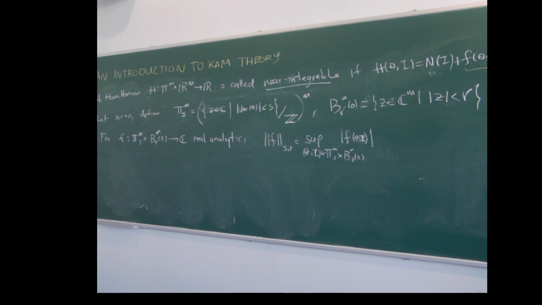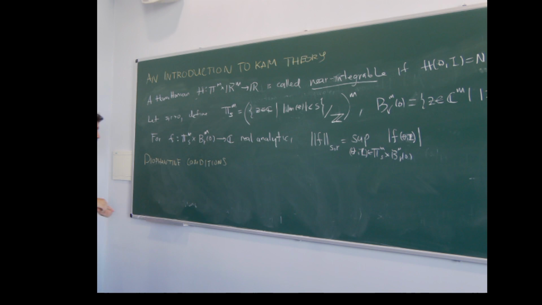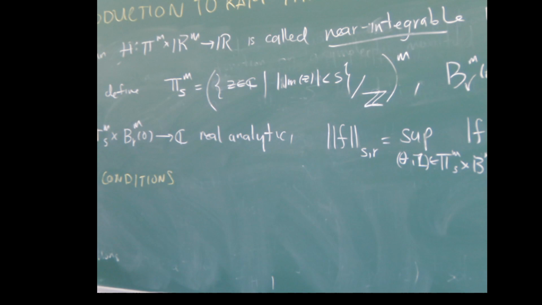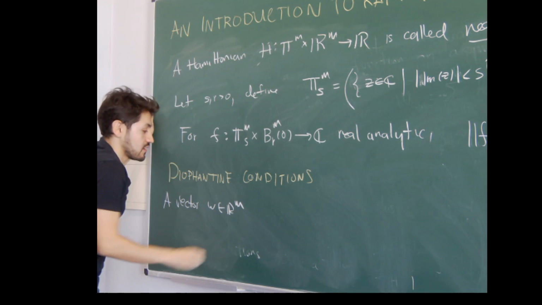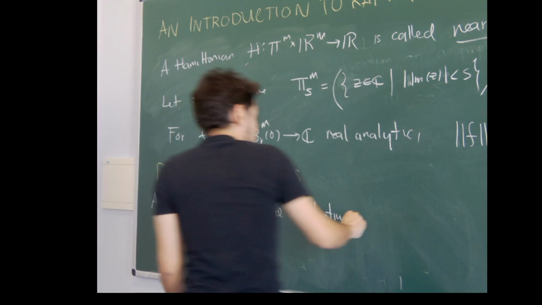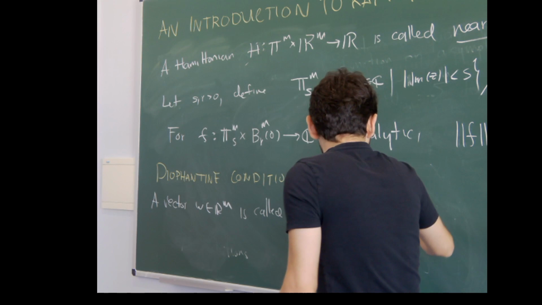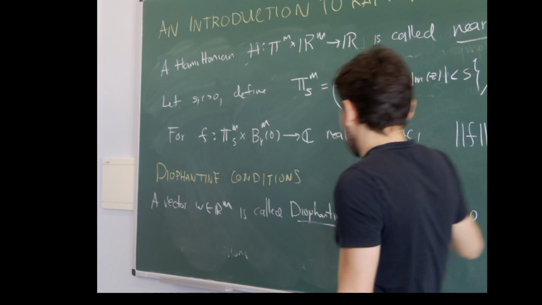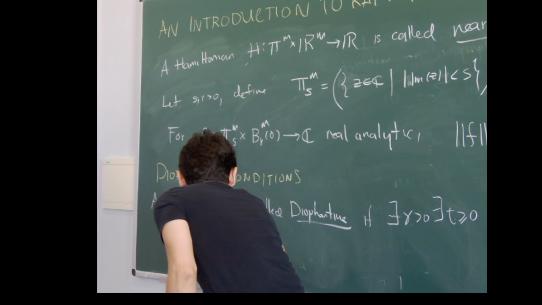So, Diophantine conditions. We have encountered this before, but let's do it again. A vector omega here is called Diophantine if I can find constants gamma bigger than zero and tau bigger than zero such that the following holds. I can write it like this, star gamma tau, for any integral vector k I pick here, different from zero.